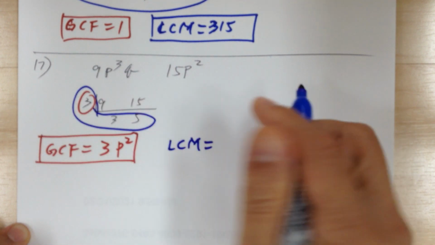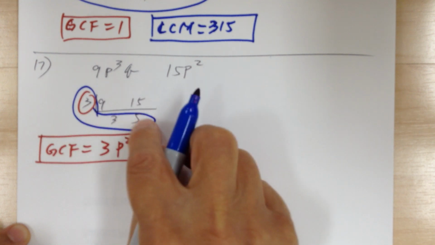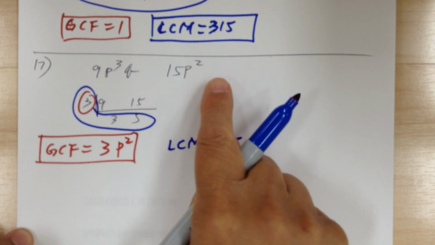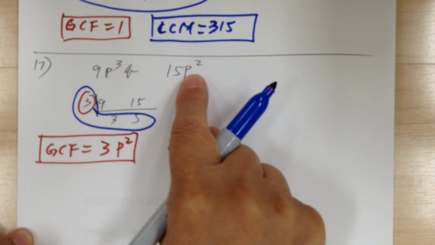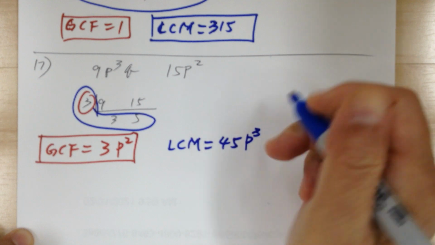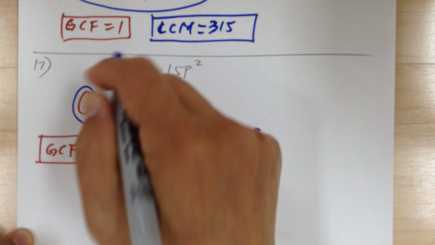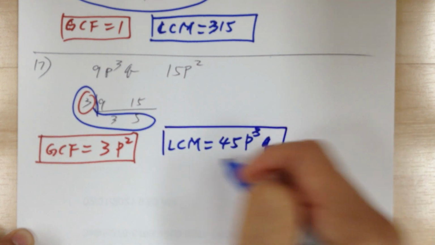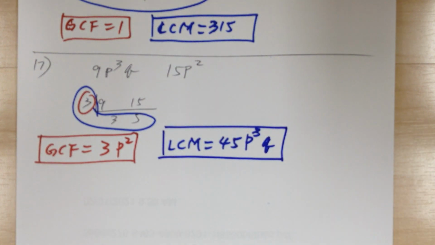You multiply all these numbers together, so 3 times 3 is 9, times 5 is 45. And for the LCM, you take the higher one of the two. So p^3 and p^2, this is the higher one, so it'd be p to the 3. And for the q, there's a q and there's no q, so you take this one. The 1 is a higher exponent. And so that's your LCM.